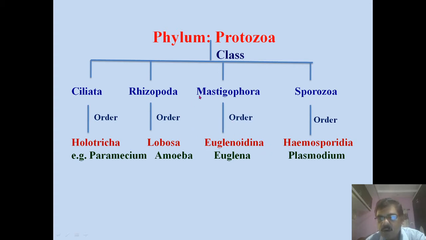Then the third class is the Mastigophora, and this Mastigophora includes the order Euglenoidina. Which are these Mastigophorans? Those having the locomotory organ as flagella, and therefore these are the Mastigophora, also called Flagellata. The order is the Euglenoidina, and the example is Euglena. And the last one is Sporozoa, which doesn't have a locomotory organ, and the order is Hemosporidia. The example is the Plasmodium.